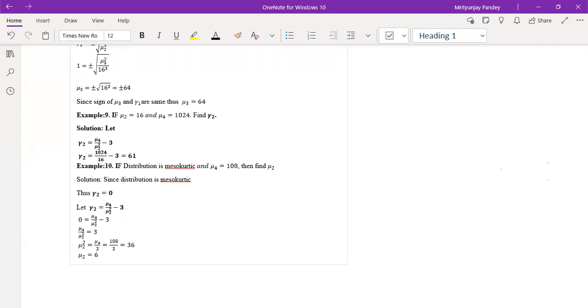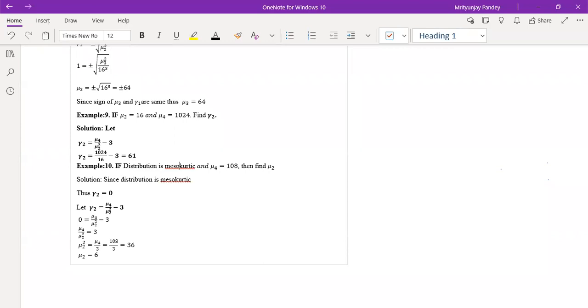So finally, your module number 1, that is the overview of central tendency, I mean mean, median, mode, quartile, decile, central moment, and kurtosis and skewness. All concepts I have covered today.